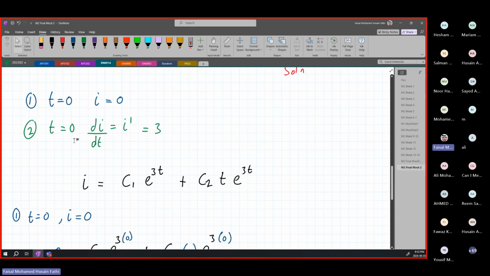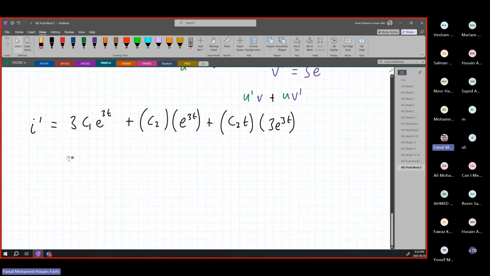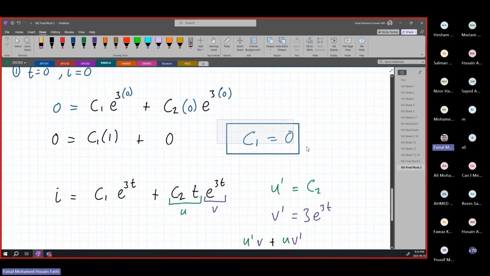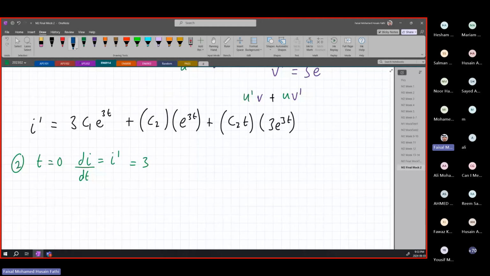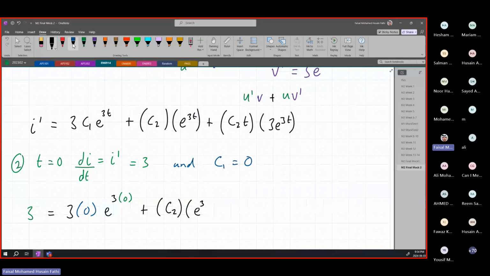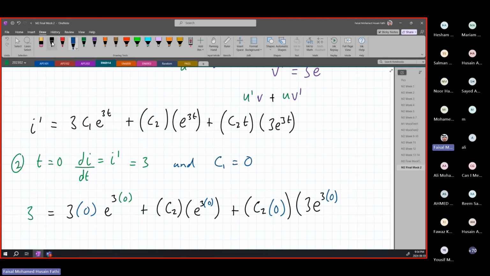Now we are going to plug in our initial conditions, and we are also going to plug in the value for C1 because we have already found it. So we might as well get rid of some constants. We also know that C1 equals 0. So let us plug all of these inside. First thing, I prime is equal to 3. So 3 is equal to 3 C1, and C1 is 0, e to the power of 3 times t, which is 0, plus C2, which we are trying to find, e to the power of 3 into 0 for time, plus C2 times time, which is also 0, into 3e3t, which is also 0.